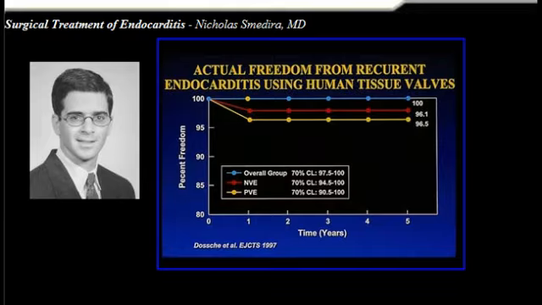Some interesting data is there to suggest that, though, and this is a very recent series, 1997, from Europe, and this is the use of mainly homografts and some autografts in the setting of aortic valve endocarditis. And it's a fairly impressive freedom from recurrent endocarditis at 5 years, 96% in native and 96.5% in prosthetic.